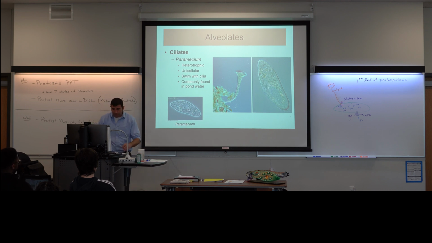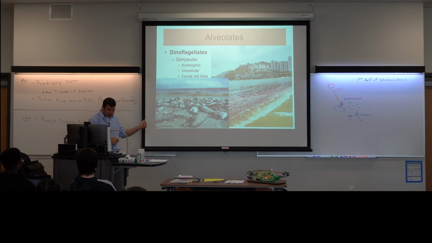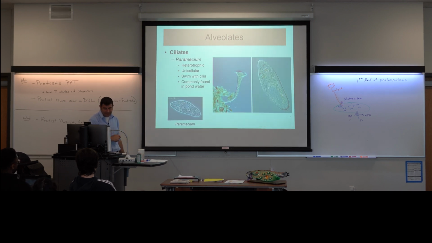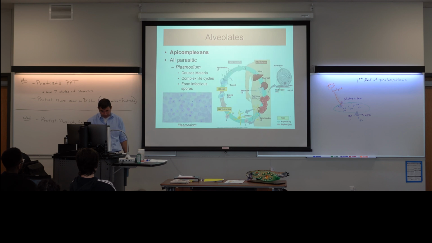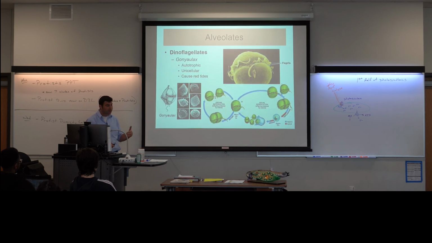So those are the three examples of alveolates. Again, if I go backwards in the slides, we've got dinoflagellates, we've got apicomplexans, and we've got ciliates. The dinoflagellates were the only photosynthetic ones.